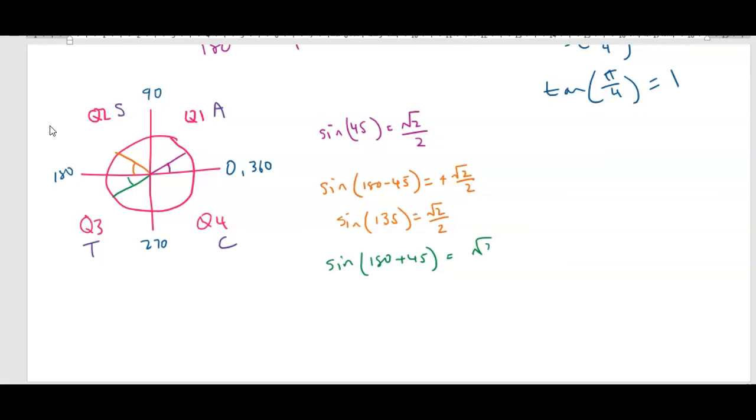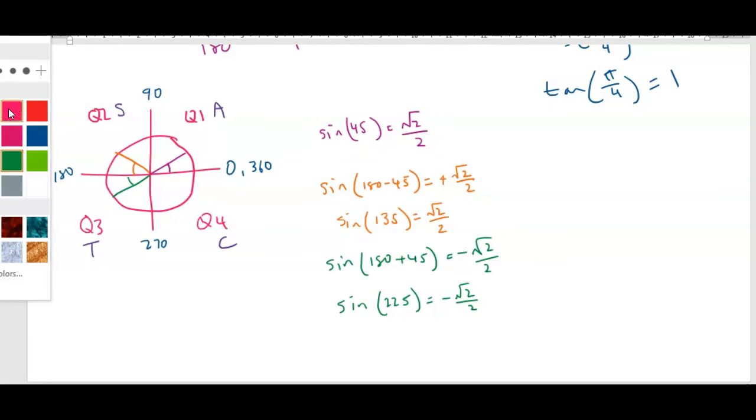And again, it's going to be root 2 on 2. But because we're in the third quadrant, where sine is negative and only tan is positive, it's going to be negative root 2 on 2. So I'm just going to rewrite that. 180 plus 45 is 225, is negative root 2 on 2.